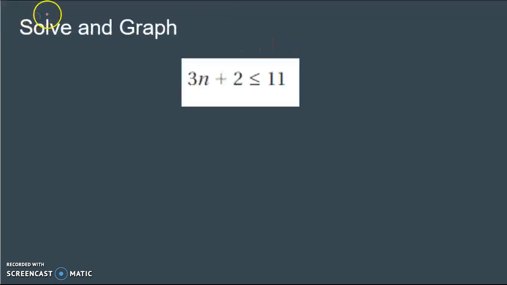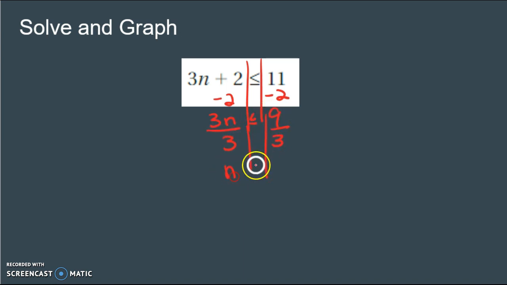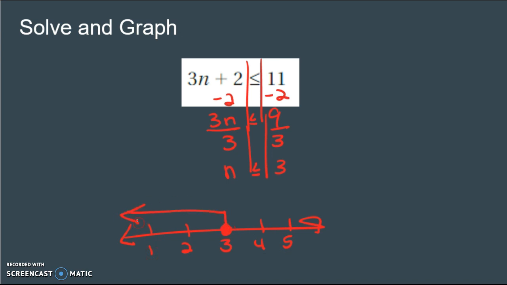So here's a two-step inequality. I need to first subtract my 2 from both sides. So I have 3n is less than or equal to 11 minus 2, which is 9. Then I divide by 3. So I have n is less than or equal to 3. So 3, 4, 5, 2, 1. It's a closed dot, and that arrow should go to the left.